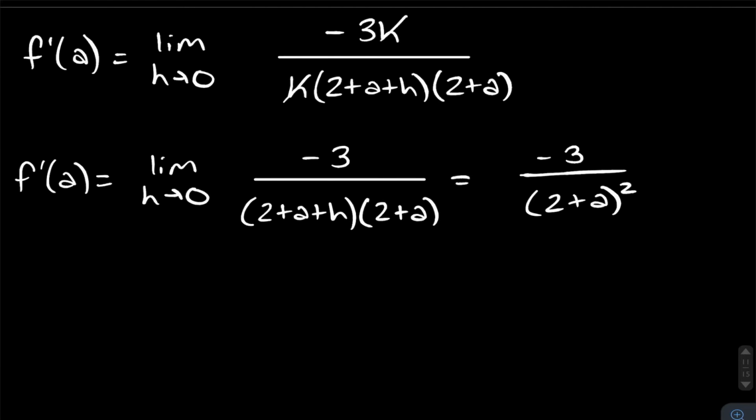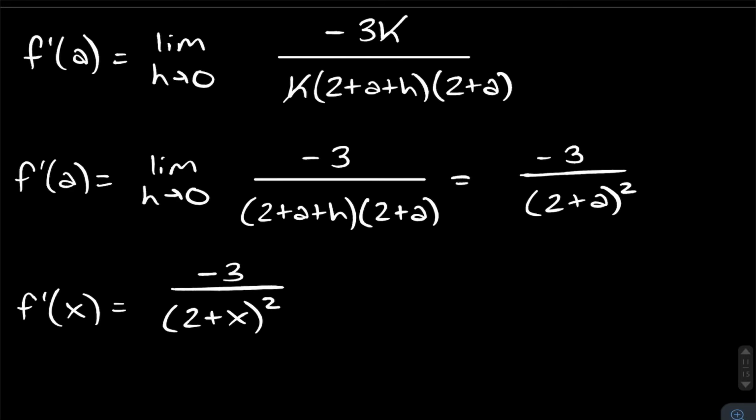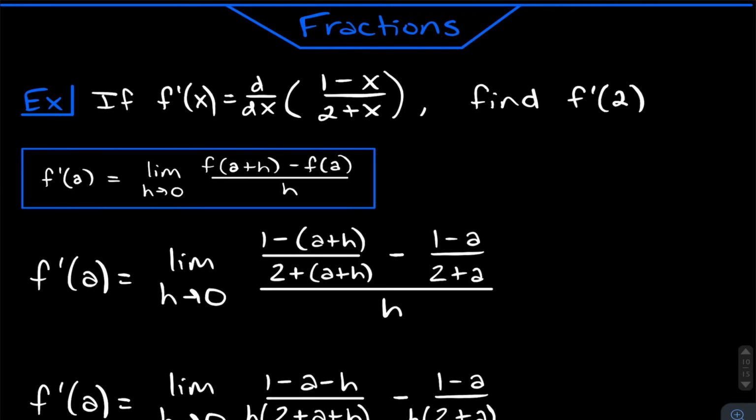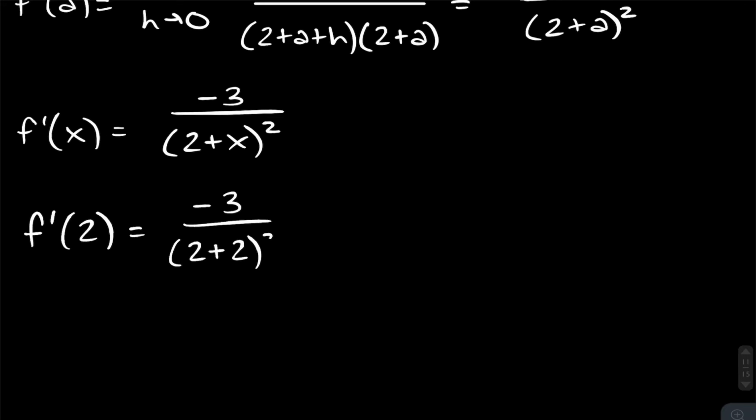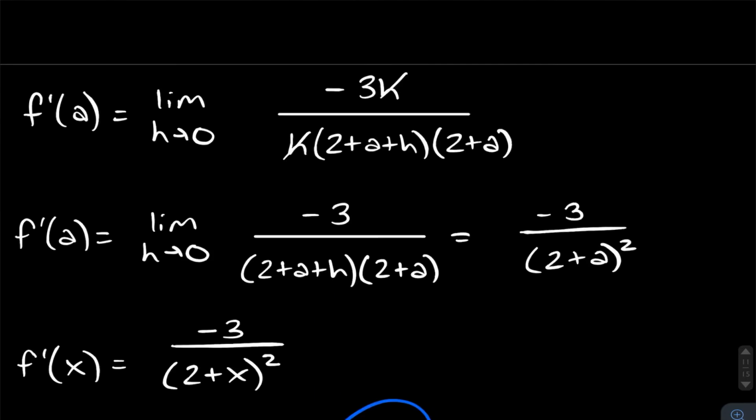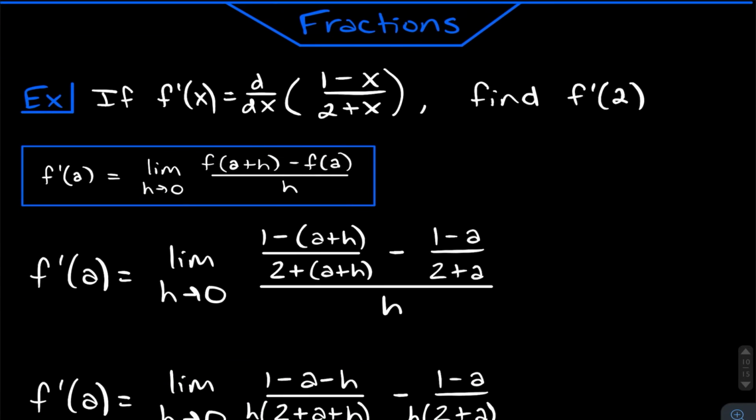Okay? That's our derivative. So if we plug in x everywhere we see an a, we get negative 3 over a 2 plus x squared. Okay? Great. Now that's not what the problem asked for, though. The problem asked us to plug in a 2 for x. That's what f prime of 2 means. So that's what we're going to find. We're going to plug in a 2. And when we do that, we get a negative 3 over a 2 plus 2 squared. And that gives us a 4 squared, that's 16. We get a negative 3 over 16. Okay? That is the answer to this problem.